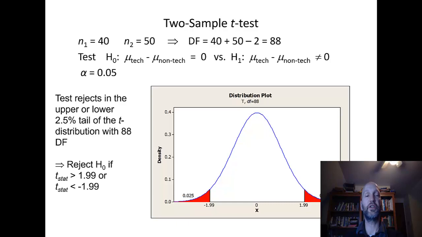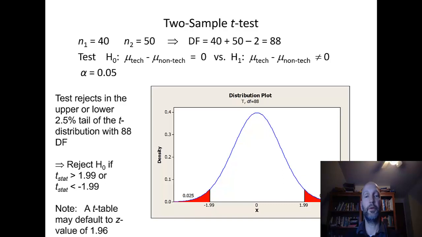This means that we're going to reject the null hypothesis if our t-statistic is bigger than 1.99 or smaller than negative 1.99. At this point, this should start sounding very familiar, because this is really the same thing we did with the one sample procedures. What's different are the details: different degrees of freedom, different test statistic, but the idea is the same.